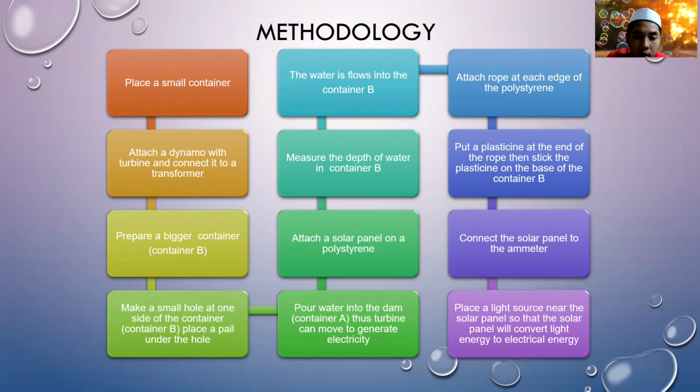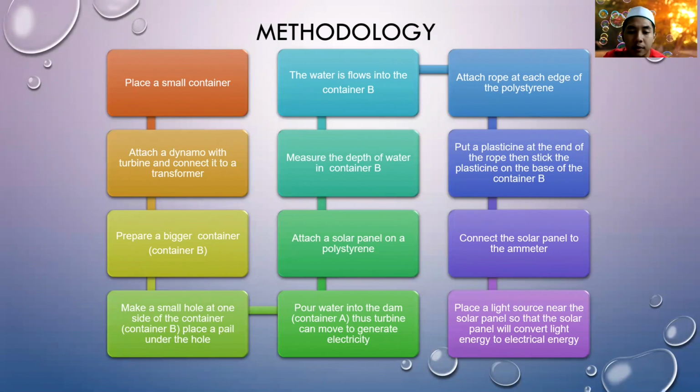Make a small hole in container B to allow excess water to flow out when the container is full of water, and place a pail under the hole. Next, pour water into the dam, which is container A, so that the dam can function and the turbine can move to generate electricity. Then attach a solar panel on a polystyrene board so that it can float.